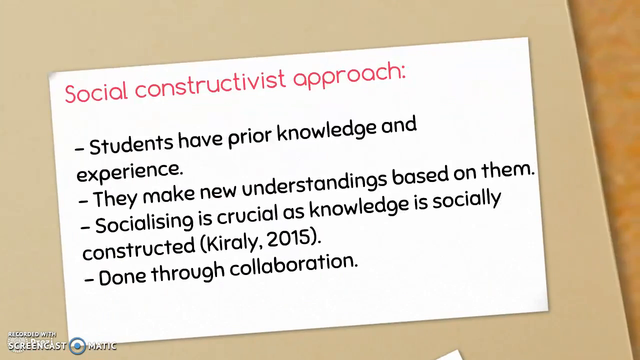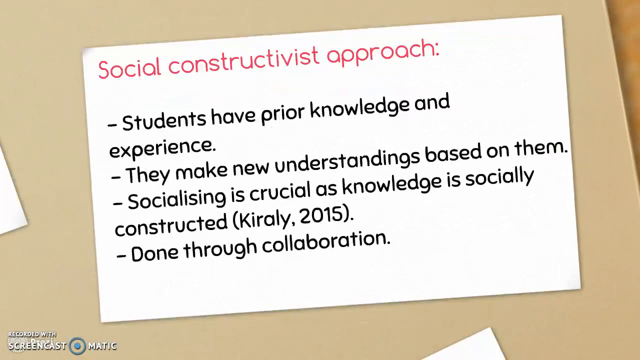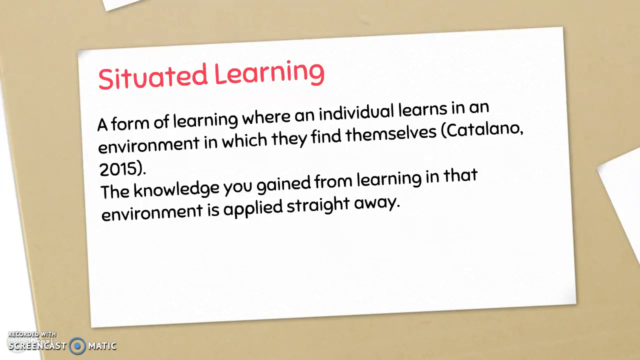The social constructivist approach takes into account students' prior knowledge and experiences and builds on them. Socializing is crucial in this step, and it believes knowledge is socially constructed. Situated learning is a form of learning where an individual learns in their current environment and the knowledge gained is applied straight away.